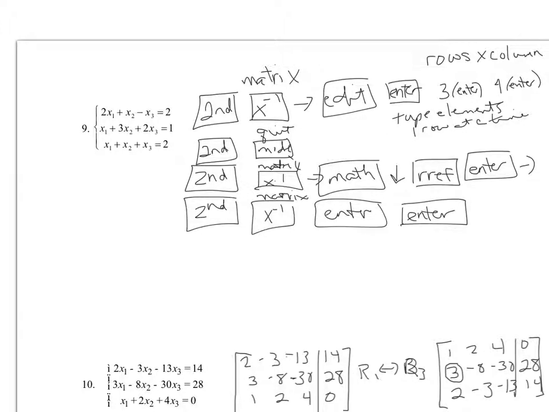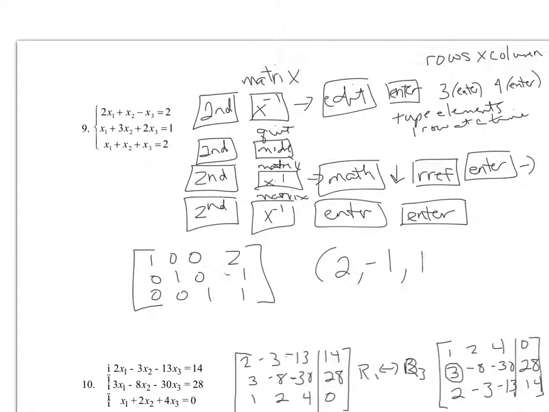You will have the zeros and ones in the first three columns, and then your solutions will be in that fourth column. If you were to put this in your calculator and work it out, you should come up with an answer that would look like this in the calculator: 1 0 0 2, 0 1 0 negative 1, and 0 0 1 1. That means your ordered triple is 2, negative 1, 1.